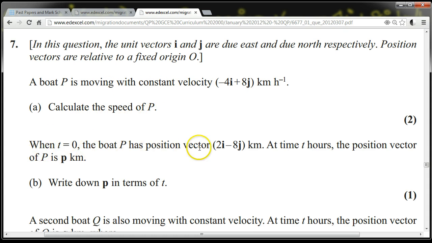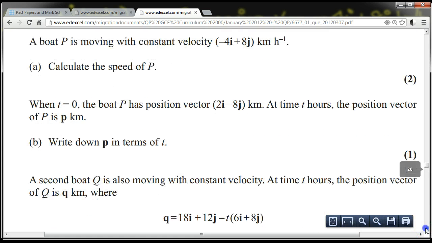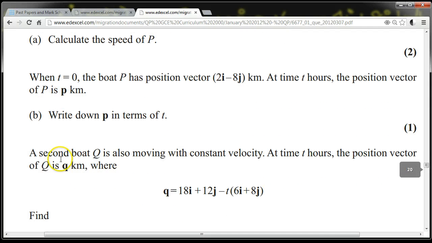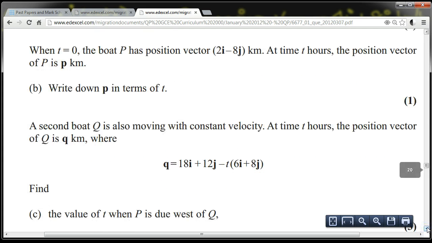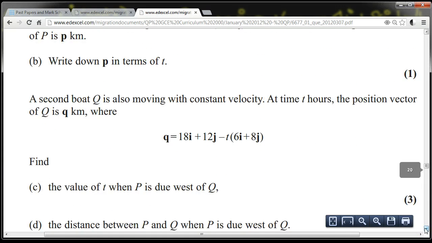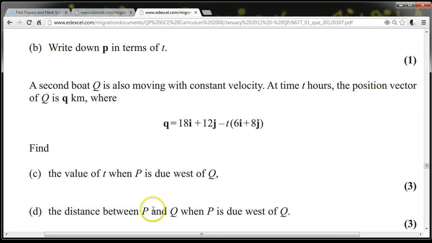When t equals 0, the boat P has position vector 2i minus 8j kilometers. At time t hours, the position vector of P is p kilometers. Write down p in terms of t. A second boat Q is also moving with constant velocity. At time t hours, the position vector of Q is q kilometers, where q is 18i plus 12j minus t times 6i plus 8j. Find the value of t when P is due west of Q, and the distance between P and Q when P is due west of Q.